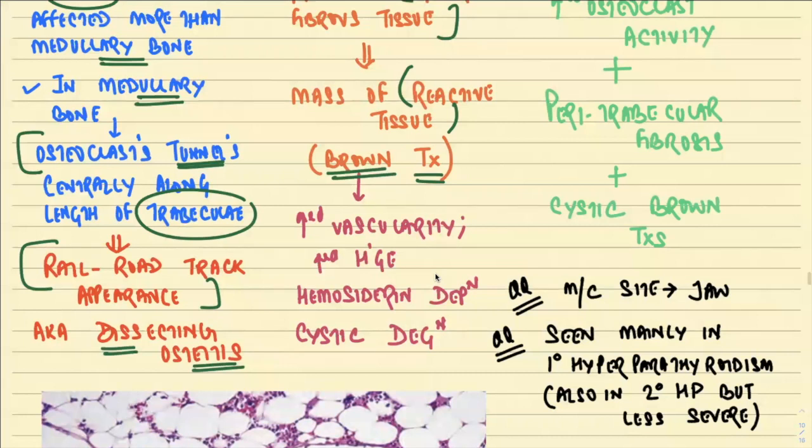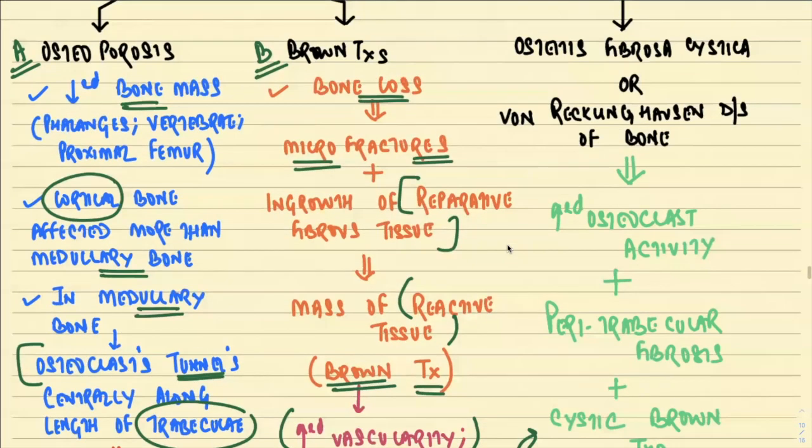This reactive reparative granulation tissue is called brown tumor because of increased vascularity and increased hemorrhage. The new blood vessels in the granulation tissue are very leaky in nature, so they cause hemorrhage. The excessive hemorrhages will be broken down, and they will release iron that will be stored in the form of hemosiderin, and ultimately they can also undergo what is called cystic degeneration. When this cystic degeneration occurs, it leads us to the third important skeletal lesion that I'm going to discuss. So is this concept of brown tumors very clear to everyone?